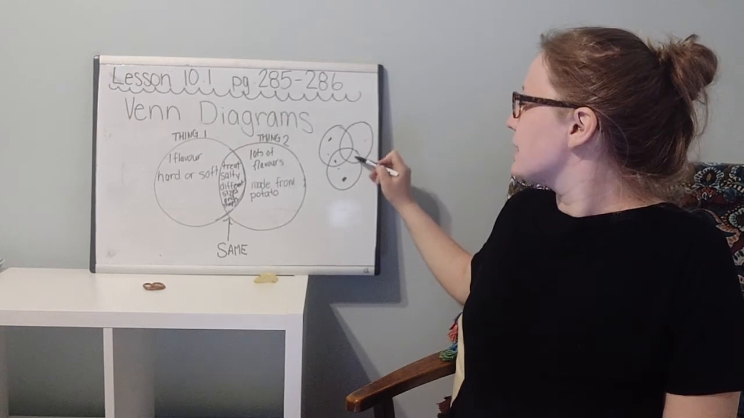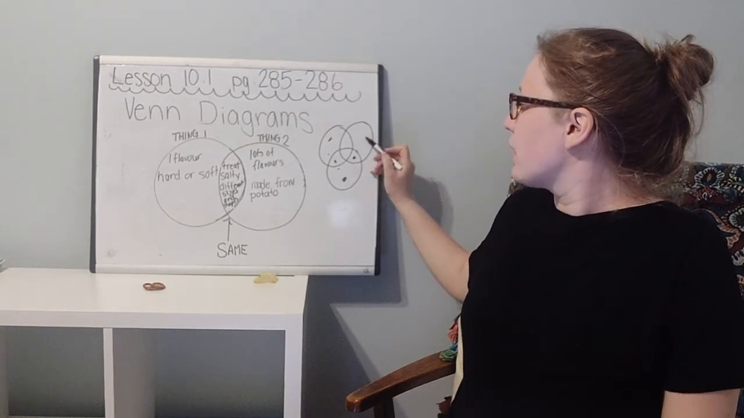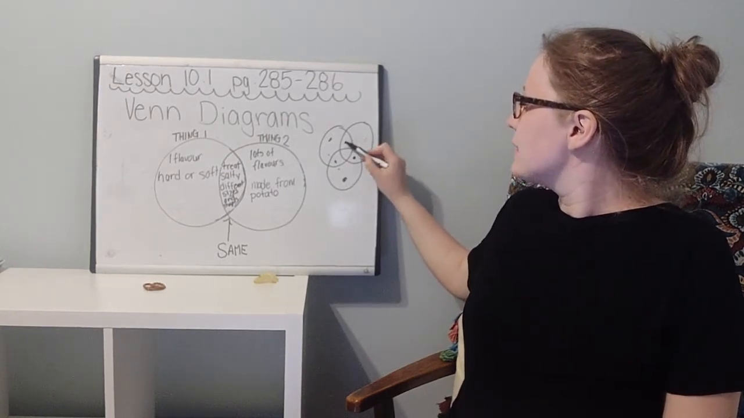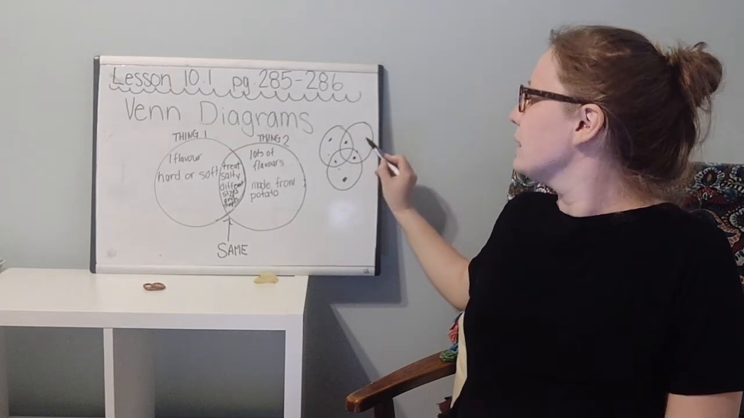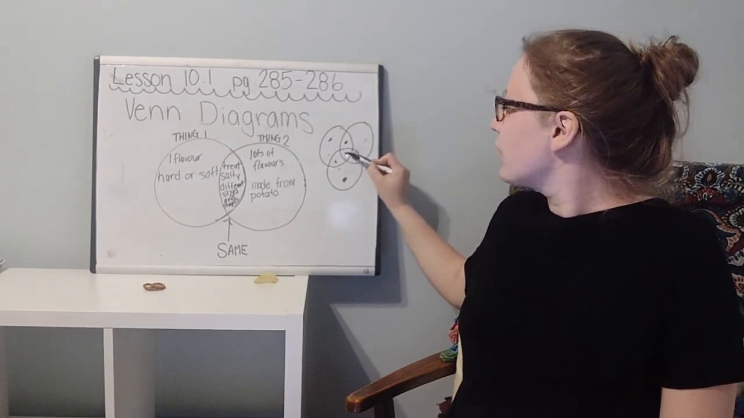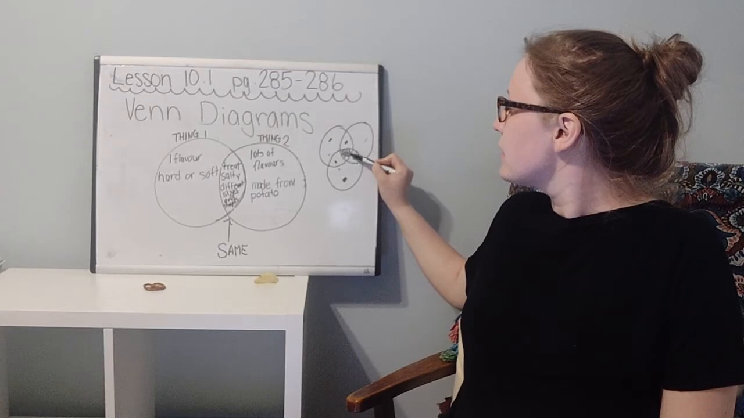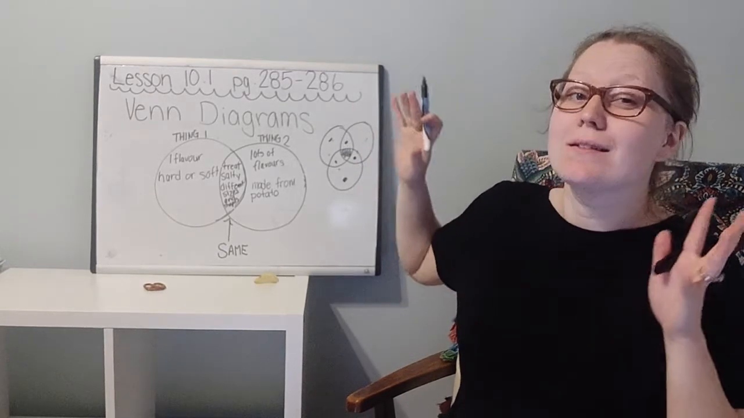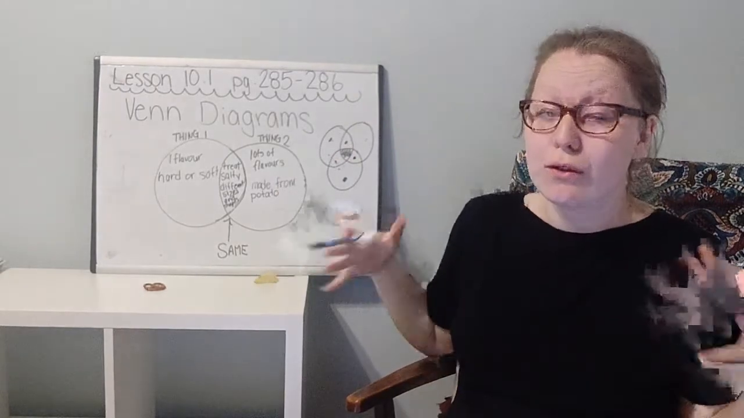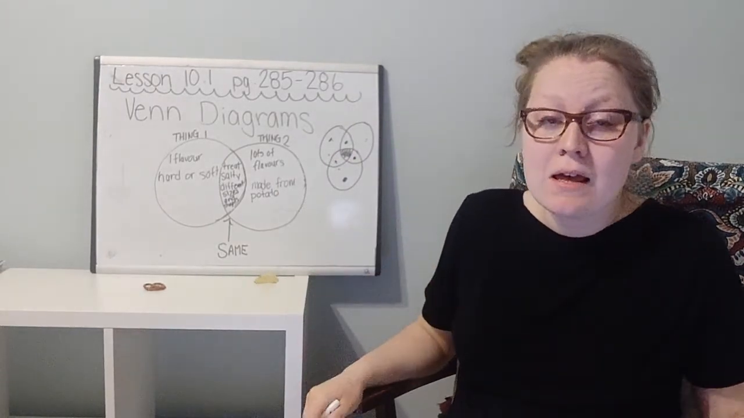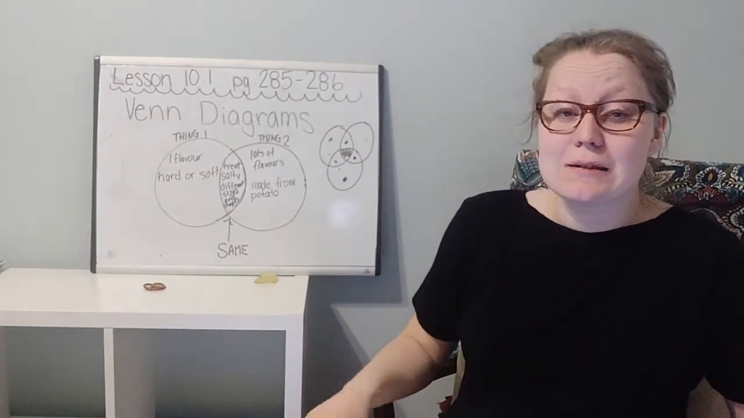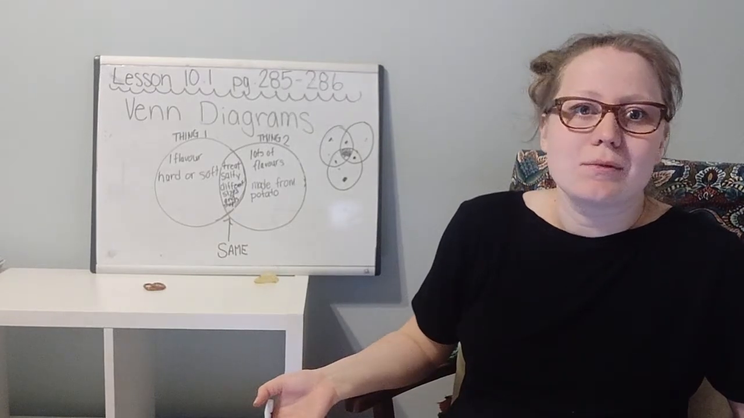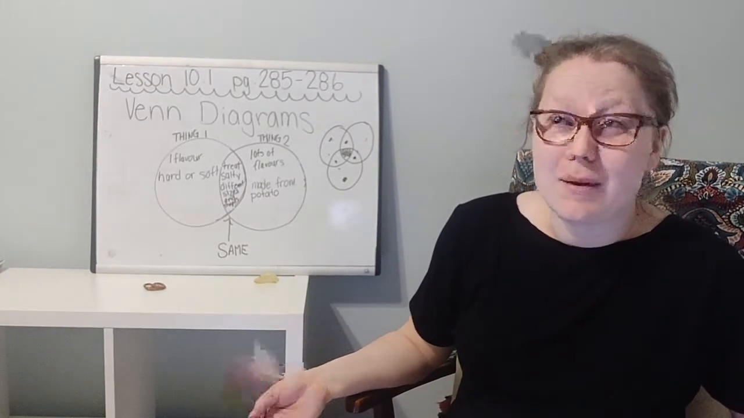We could have a section where we compare thing 2 and thing 3, and a section where we can compare thing 1 and thing 3. And in the very middle here, this section here, we would compare all three things together, okay?